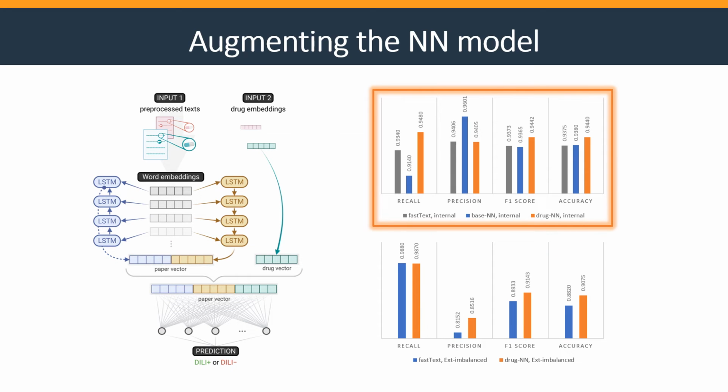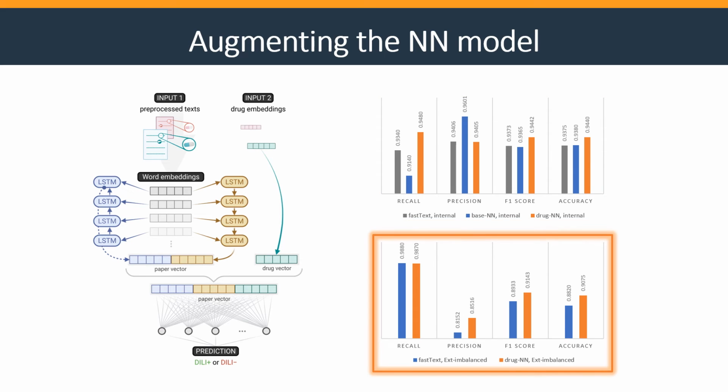So let's now talk about the final results that we get, and we are first going to focus on the internal validation results, where we see that the augmented neural model gets the highest recall value of all the other models, and the same precision as a fast text model, and as a result it outperforms all of them, both in terms of F1 score and accuracy.